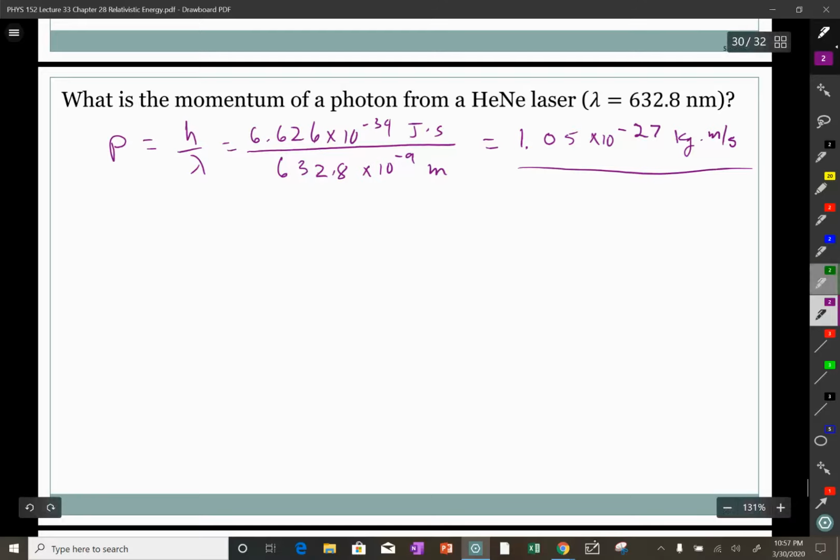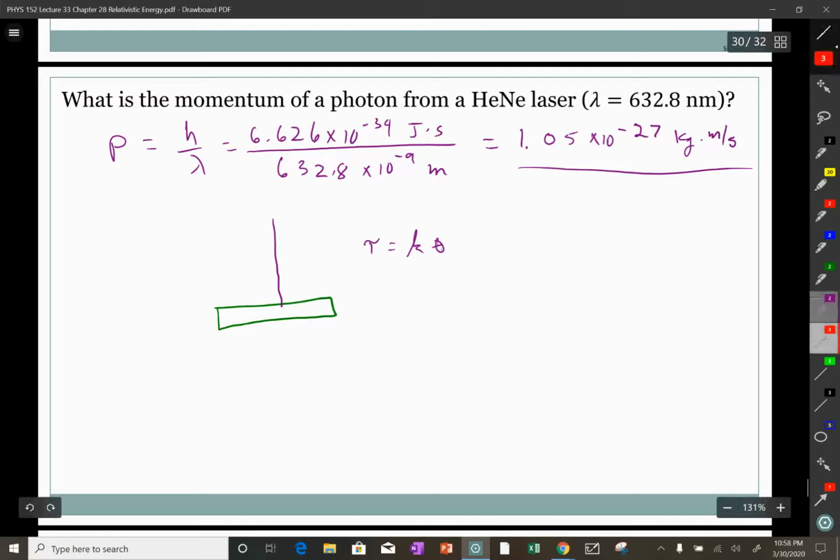What he did was he had a piece of aluminum foil hanging from a torsional string. That is a string that when you twist it, it has a relationship that torque is equal to some constant, K, times the angle that it rotates by. Then he would shine a laser beam of known intensity onto that at a known radius, and from that torque and from the intensity, he was able to calculate how much momentum each photon was carrying.